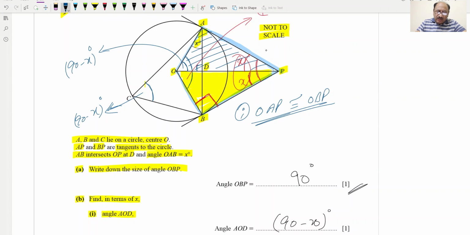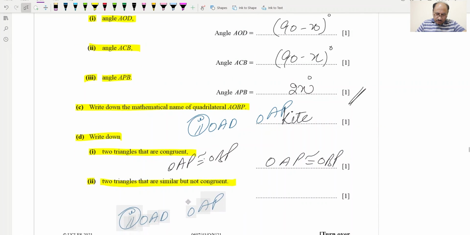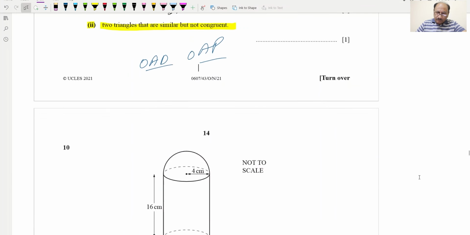So similar can be OAD, and OAD is basically this triangle. So OAD and OAP, these are similar, and this is part second answer. So we can shift this part second answer over here. So this will be part second answer. Hopefully you understood this one. So these two are similar triangles.